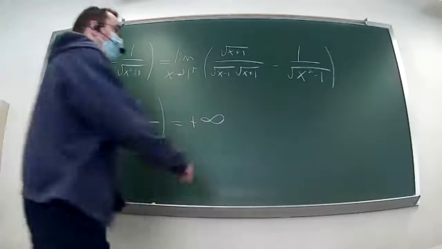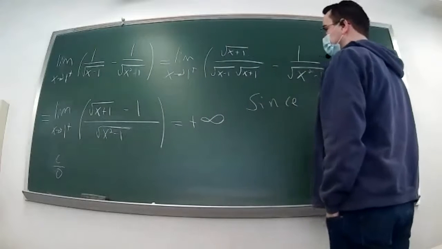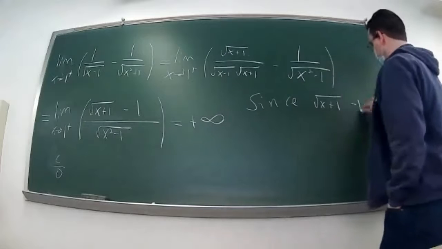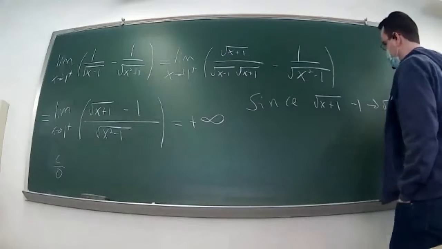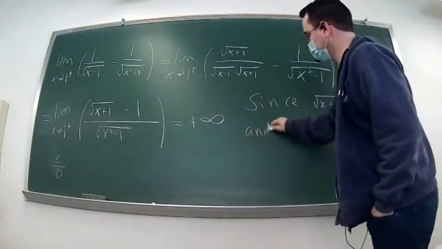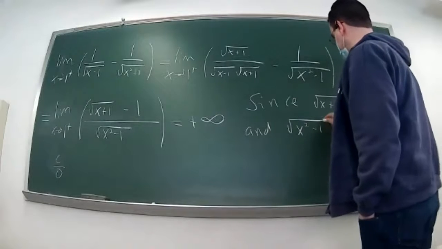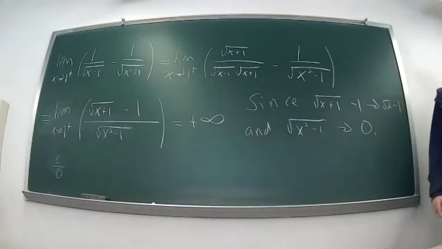And so I think you need a sentence to explain that. So I'd say since x plus 1 minus 1 goes to root 2 minus 1, and x squared minus 1 goes to 0.